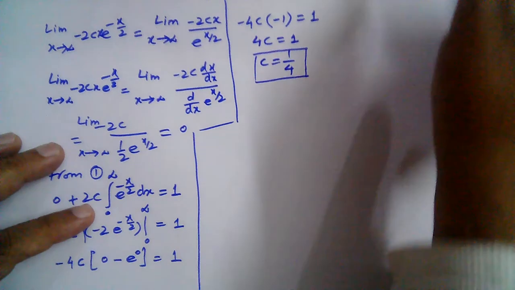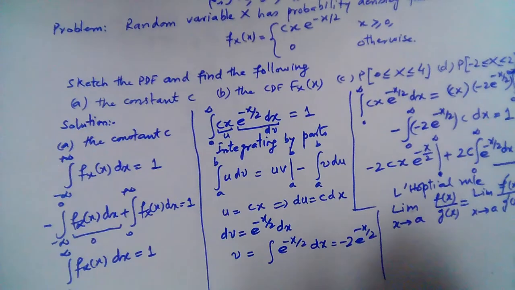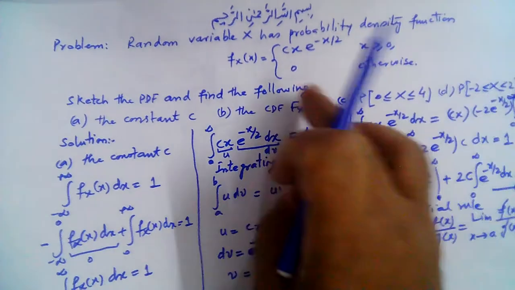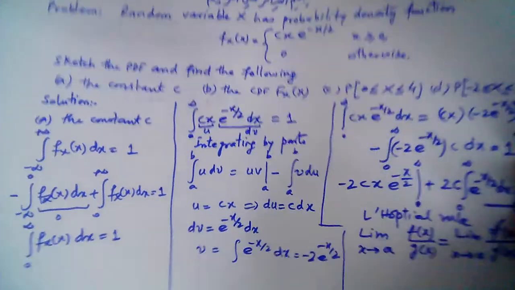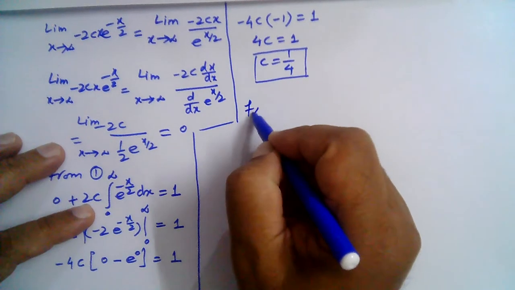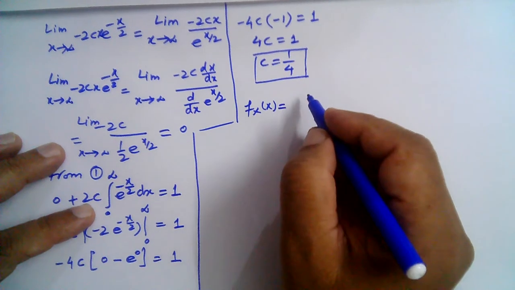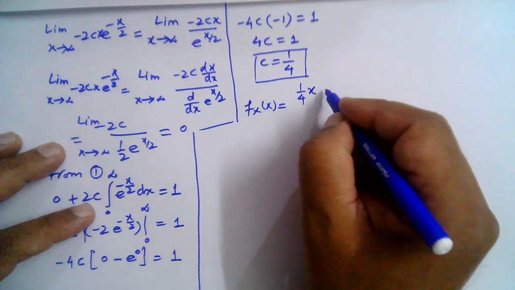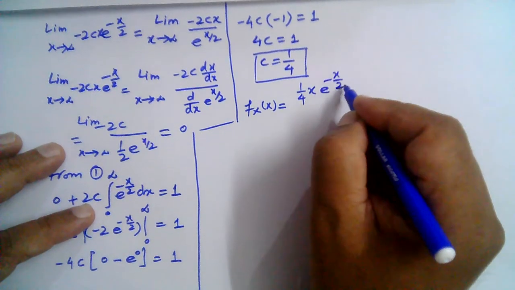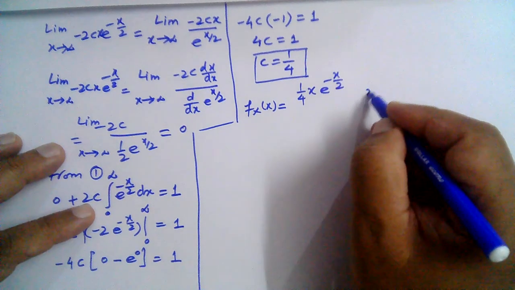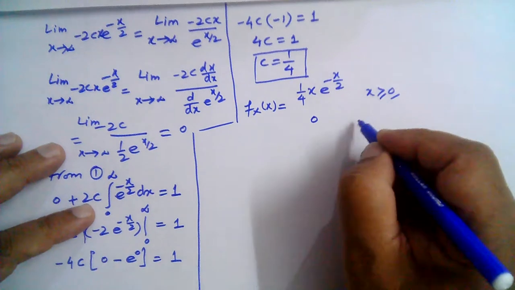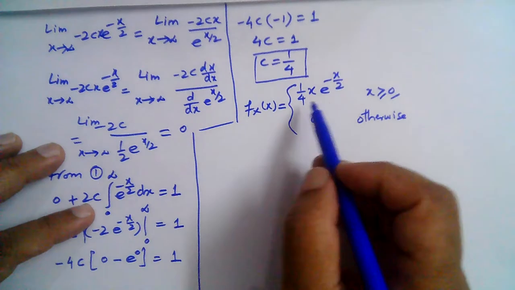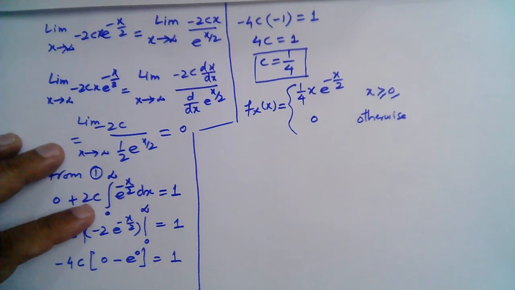So we have evaluated and found the value of the constant c here. So we can write the PDF by substituting c for its value. So f_X(x) is equal to 1 over 4 x e raised to the power minus x over 2 when x is greater than or equal to 0, and this is 0 otherwise. So this is the complete PDF of the function.